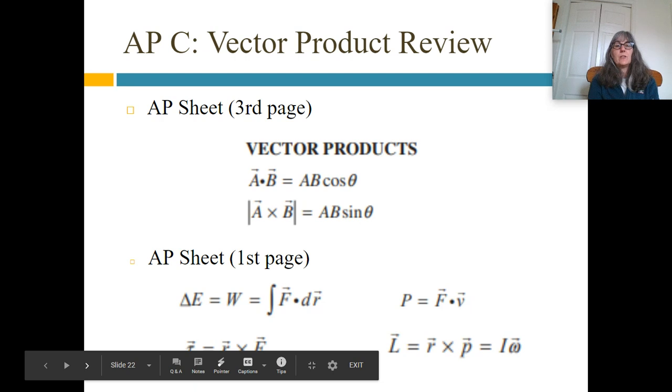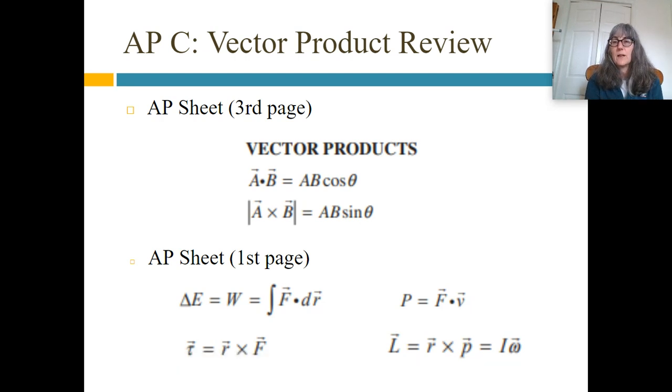The third page of your AP sheet gives you the vector products. I love this because before they started doing this, people were always switching which one was sine and which one was cosine. It's right there on your AP sheet now, so it's awesome. If you have a dot product, which you can see I put from the first page on there, the equations that use dot product, that was work. So work was equal to F dot dr, and also power was F dot v, so that's the things there times the cosine of the angle between them. If it's cross product, we use the sine.